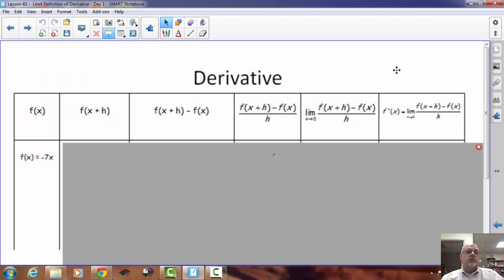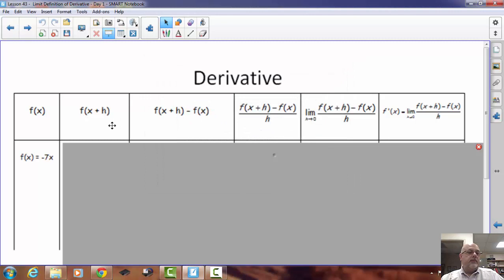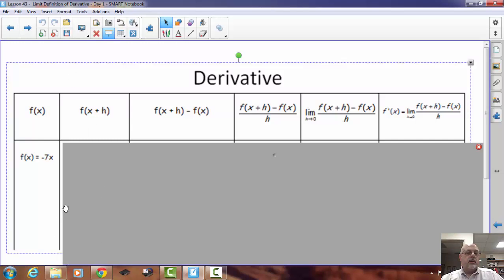This is on your handout, and your handout just has what you see in front of you now. If you look, the last column has what I just showed you. Okay, let's start. You have f of x equals negative 7x. So you're going to take f and multiply it times x plus h. So we have f of negative 7 times x plus h.